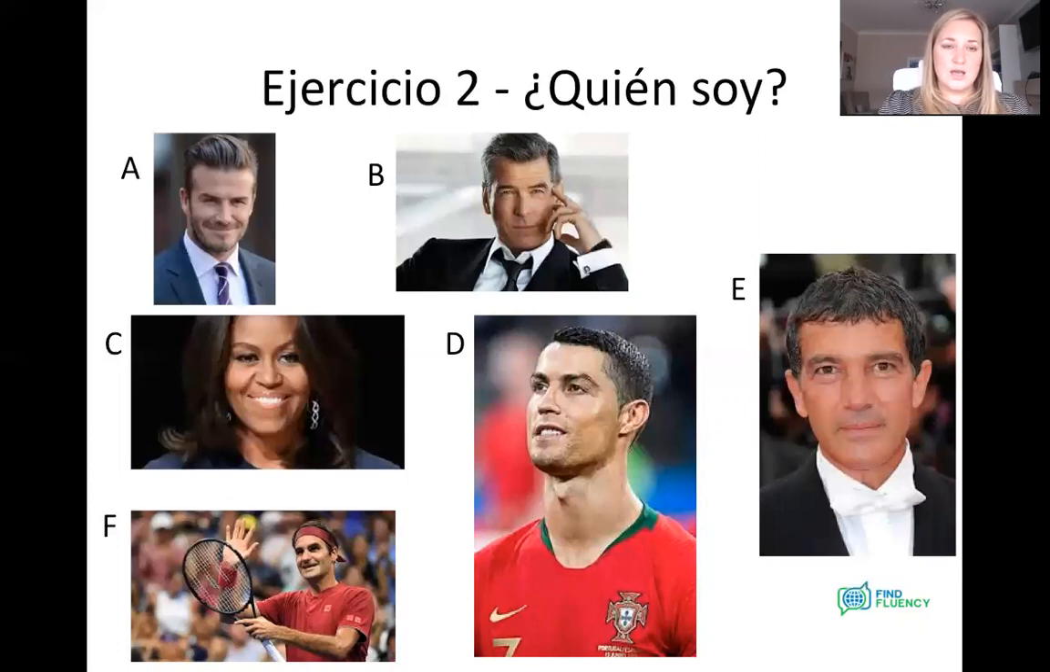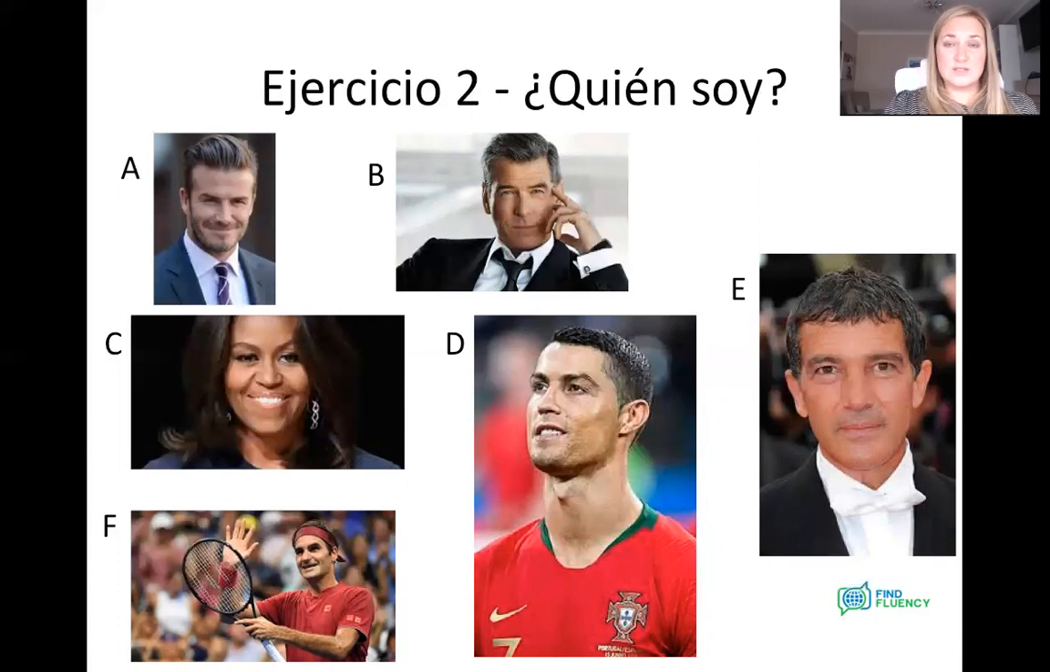Okay, so person A there is David Beckham, and he's from England. I'm just going to tell you in English just now. We're not going to do anything in Spanish. B is Pierce Brosnan, and he's actually from Ireland. C is Michelle Obama, and she's from the USA. D is Cristiano Ronaldo, and he is from Portugal.